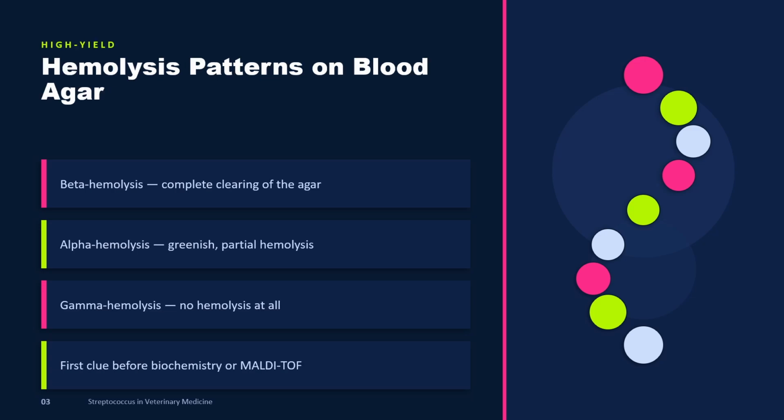Streptococci are classically grouped by their hemolysis patterns on blood agar. This is one of those foundational bacteriology concepts that shows up everywhere: boards, clinics, and lab interpretation. Beta hemolysis is complete clearing around colonies and is often associated with more pathogenic species. Alpha hemolysis gives that greenish discoloration. Gamma means no hemolysis at all. These patterns help you narrow down which species you're dealing with before you even get to biochemical tests or MALDI-TOF.